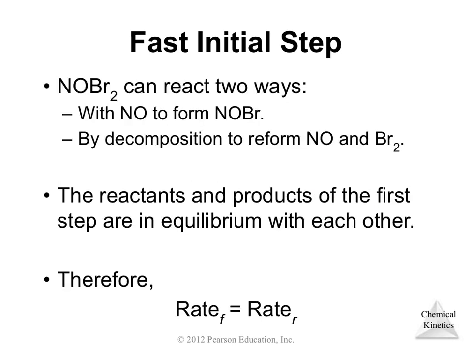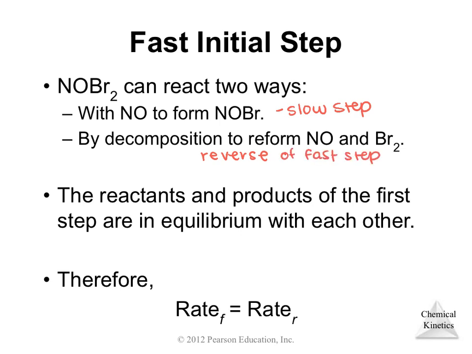So let's go through that. So NOBr2 can react in 2 ways. It can react with the NO to form the NOBr by the equation that we saw. That's the slow step. But it can also decompose to form the NO and the Br2. So this is the reverse of the fast step.